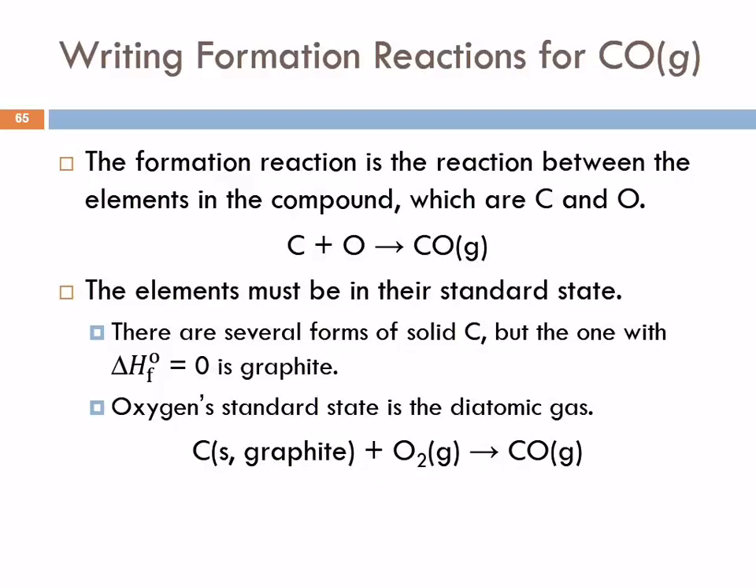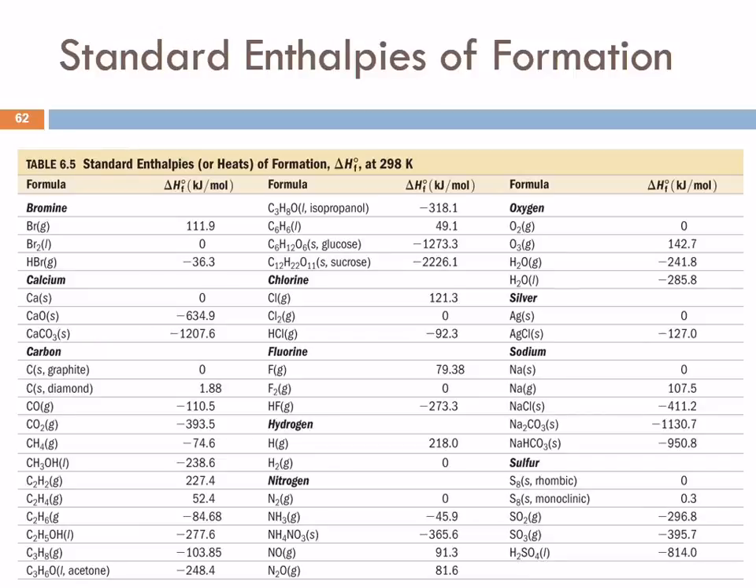So we can go back to that table. Yes? Are all the diatomic ones like that? Yes, all the diatomic elements, their standard state will be diatomic molecules. So here for oxygen, we see that the standard state is the diatomic molecule. And some of the other ones are in here. There's hydrogen, there's fluorine, there's chlorine, nitrogen, bromine. So all the 7 diatomic elements, their most stable form is going to be the diatomic molecule.